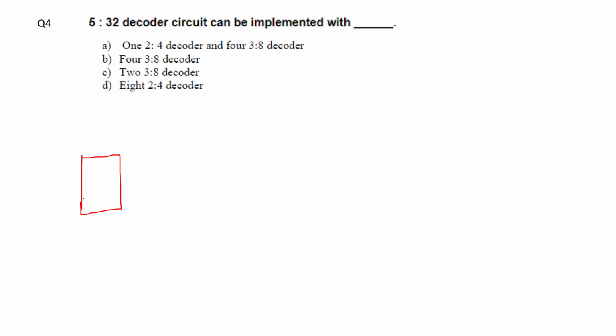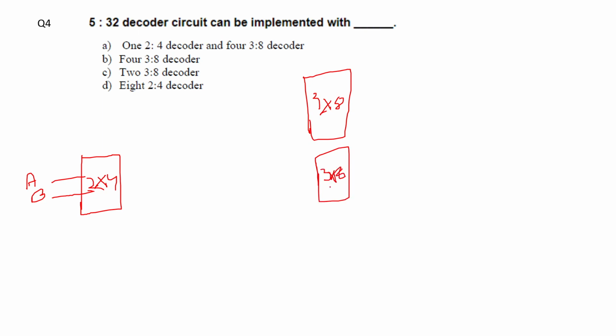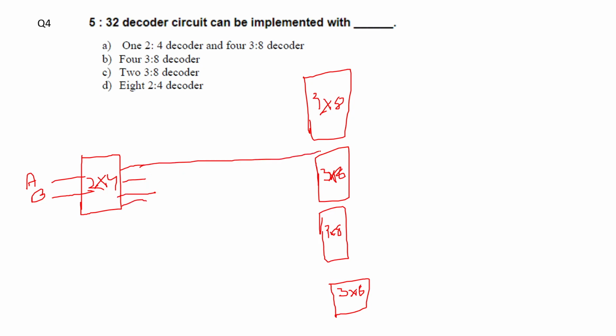First we will have a 2x4 decoder. Here we will have 2 inputs, and our inputs are A, B, C, D, E. So here we have a 2:4 decoder, and here we will have four 3x8 decoders. The 2x4 decoder will have 4 outputs, and each output will go as enable to one of the 3x8 decoders, like this.